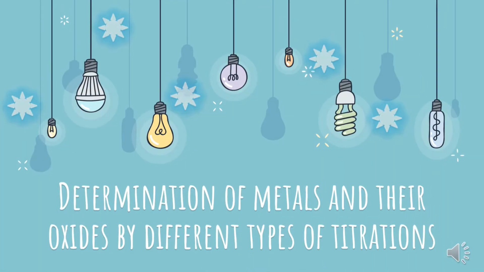The topic we are going to discuss is determination of metals and their oxides through different types of titrations, which may be complexometric titration, acid-base titration, redox titration or precipitation titration.